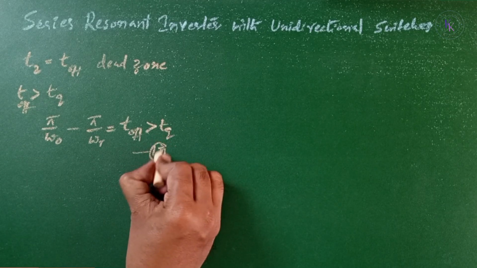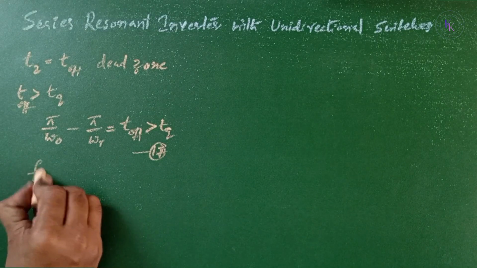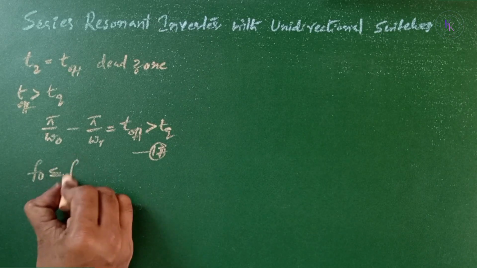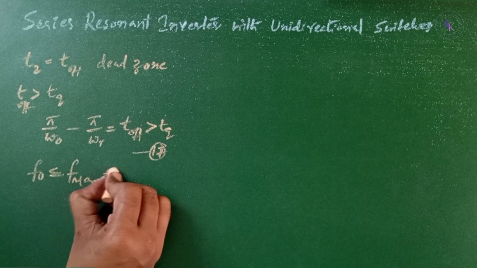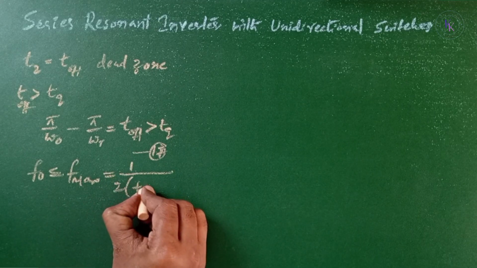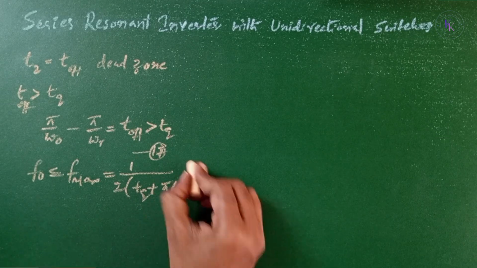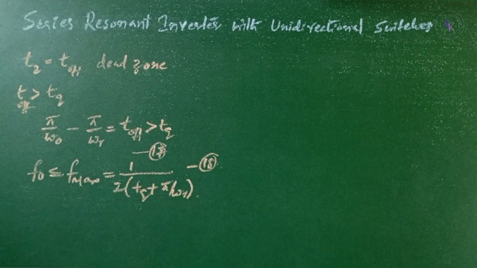Let it be 17, where omega naught is the frequency of the output voltage and omega r is the resonant frequency. This equation indicates that the maximum possible output frequency is limited by f naught less than or equal to f max, where f max is 1 by 2 times tq plus pi by omega r. Let this be equation number 18.